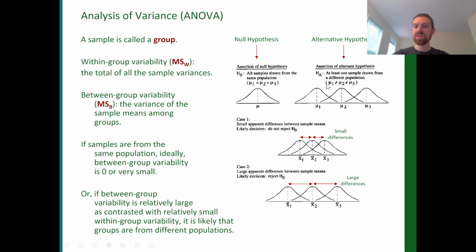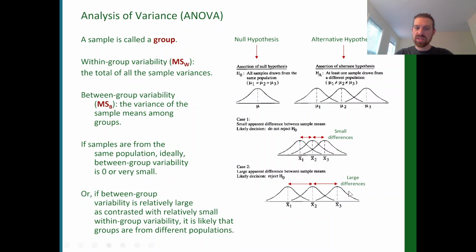Whereas over here, the alternative hypothesis is that we basically have these very significantly different distributions, and the means for those are all dispersed, okay? So this might be what we end up with in case 1, where we only have a small apparent difference, and maybe that's just random variation from the sampling process. So that would be the case that maybe we don't have significant differences between the means, and therefore we would not have enough evidence to reject the null hypothesis.